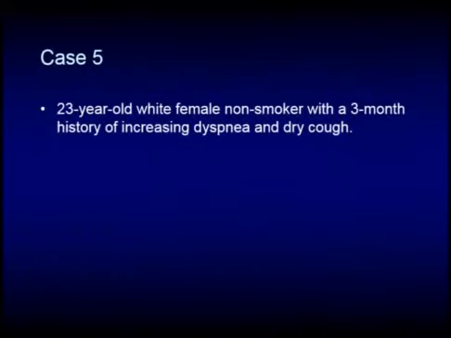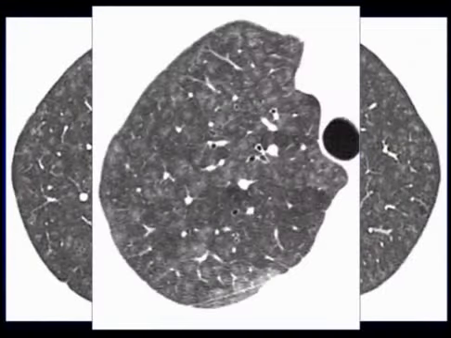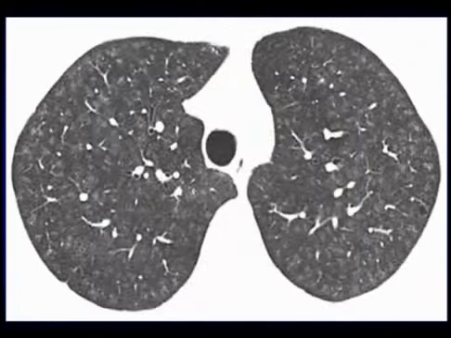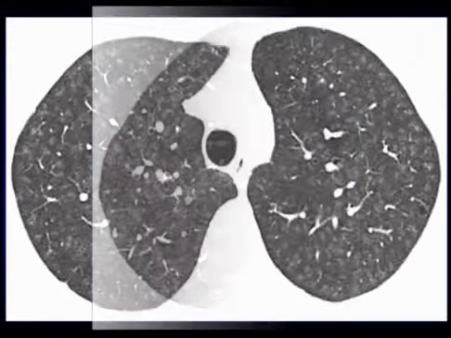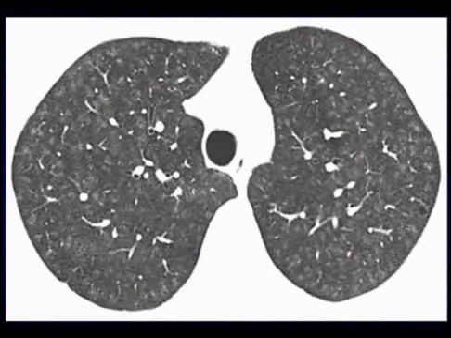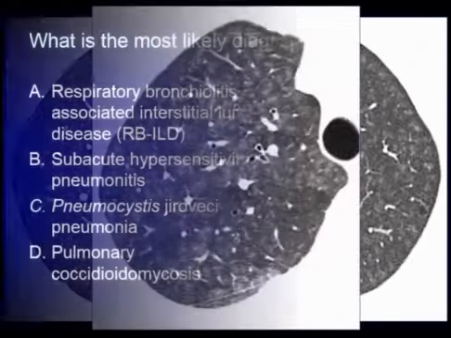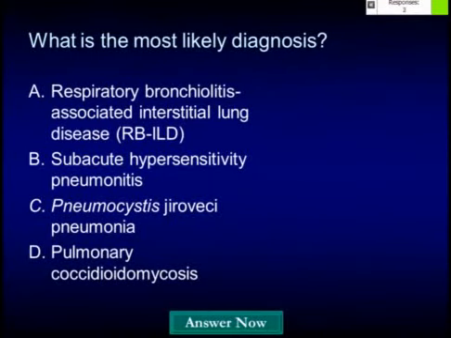So our next case is a 23-year-old female non-smoker with a 3-month history of increasing dyspnea and dry cough. I think that these are a little bit harder to see. That's why we have it magnified here, just to get a better sense of things. So what is the most likely diagnosis here? Is this RB-ILD? Is this subacute HP? Is this pneumocystis jirovecii pneumonia? Or is this pulmonary coccidioidomycosis? Please vote.